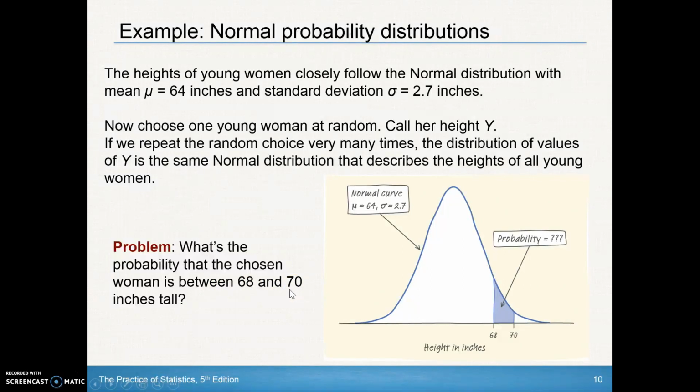Now we know, again, in our normal curve, our mean right there is 64, and then again a standard deviation of 2.7. We're interested again in finding this area right here. So again, always remember, draw the graph and shade the area of interest that you're looking for. So I'm going to show two different ways. One by using the z-chart and calculating z-scores, and then I'll finish with the calculator as well.